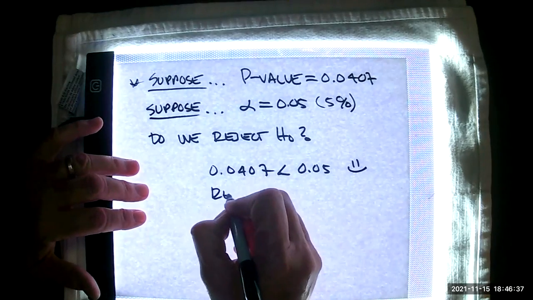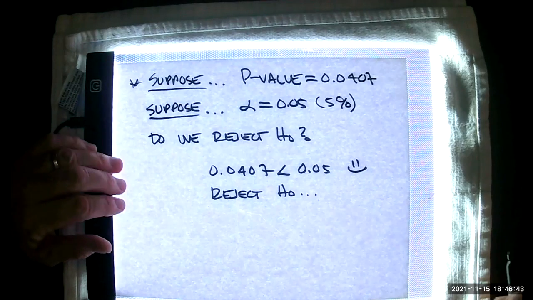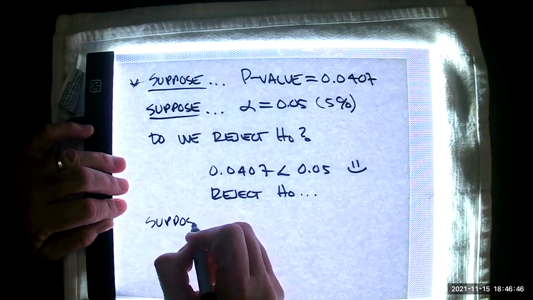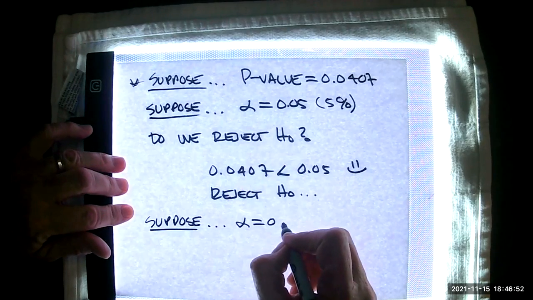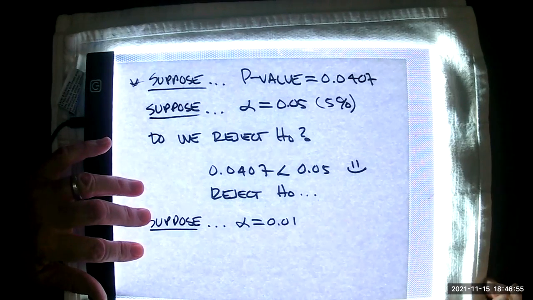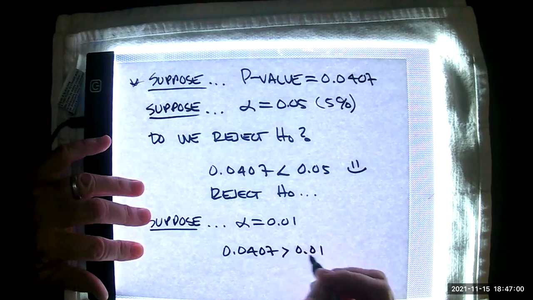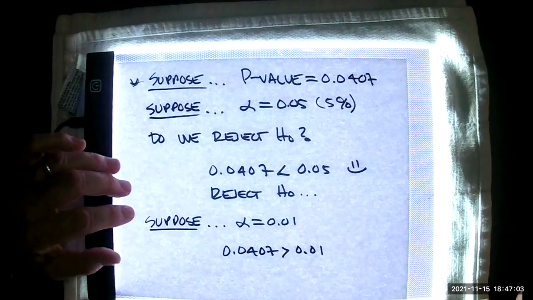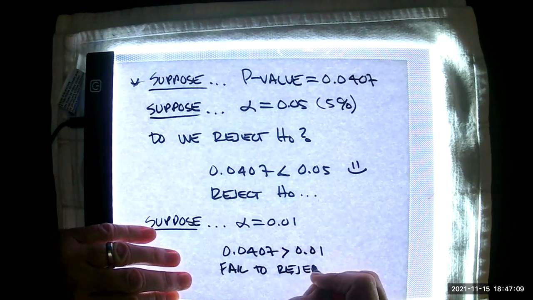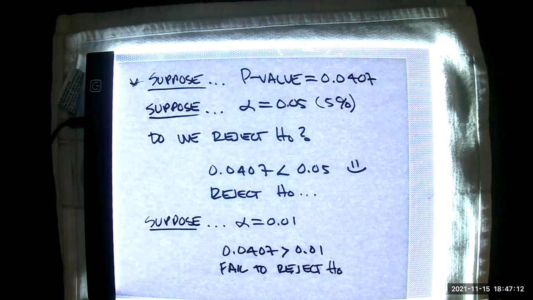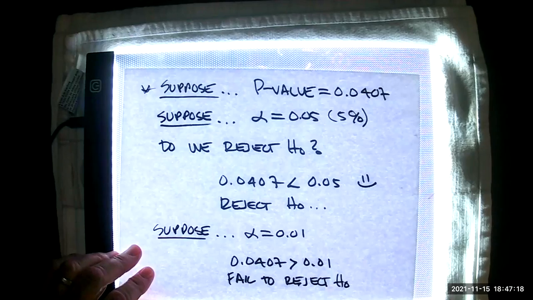So we reject the null hypothesis. Suppose we change things around for the next little example. We leave the p-value as it is, but alpha is now 0.01. My p-value is now greater than the level of significance alpha. So in this instance, we would fail to reject the null hypothesis. So you've got to be able to compare p to alpha and come to the right decision.